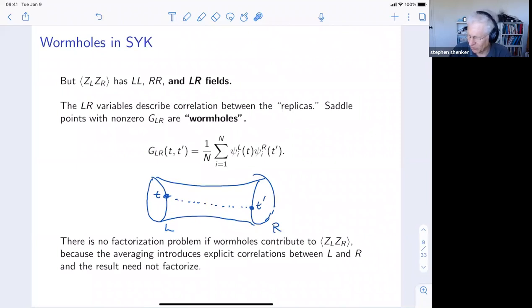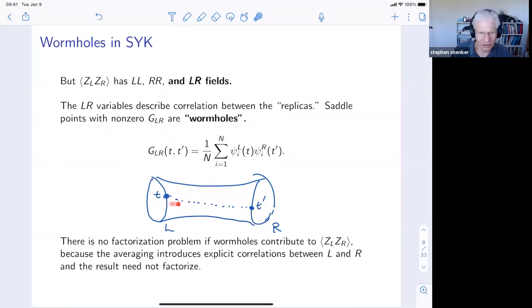Now, suppose we compute two copies, an L and an R system. Then we have to consider auxiliary fields, left fields, right fields, but also fields that connect left and right. You can have a collective field with a psi left and a psi right. Well, a geometry that turns out to contribute is this wormhole geometry, the space-time wormhole geometry. And in fact, you find a saddle point field that's non-zero at low temperature. And this is the thing that describes the ramp in the SYK model.